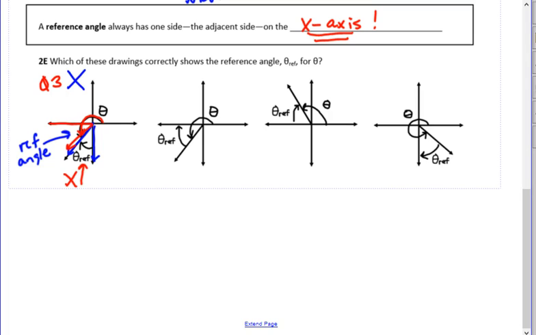this angle, we have once again a quadrant 3 angle. The reference angle is drawn right here. It does have one of its sides on the x-axis, so this one is correct. That is the way that you would draw a reference angle for a quadrant 3 angle.